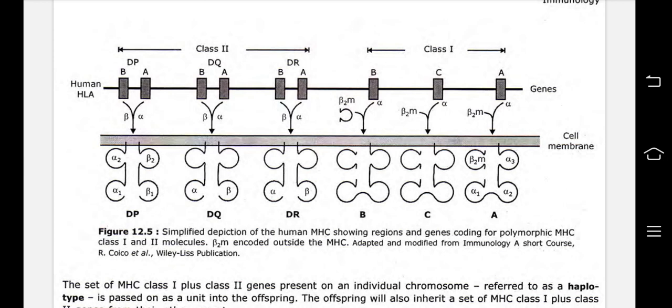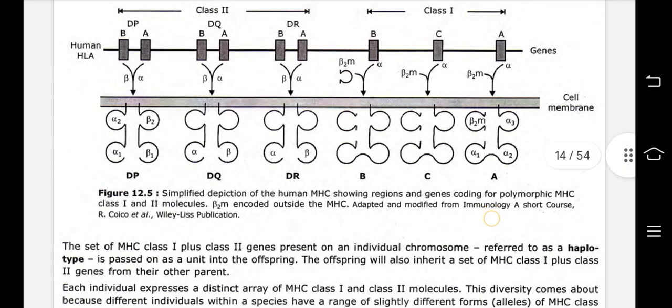So here we can see a picture which depicts a simplified depiction of the human MHC, showing regions and genes coding for polymorphic MHC class 1 and 2 molecules, with beta 2M encoded outside the MHC, adapted and modified from Immunology, A.